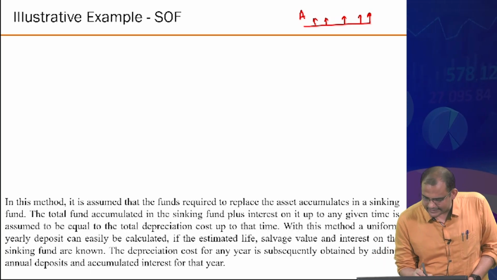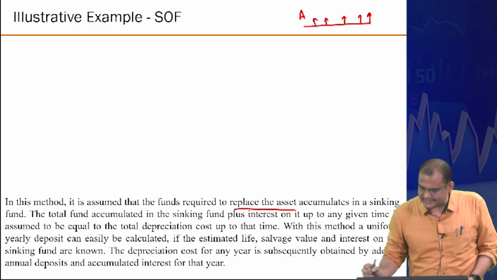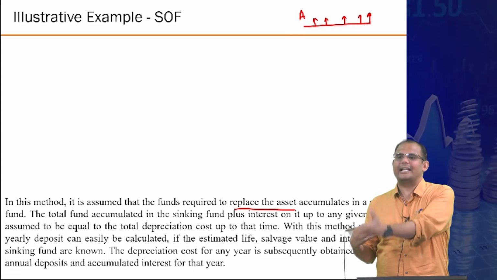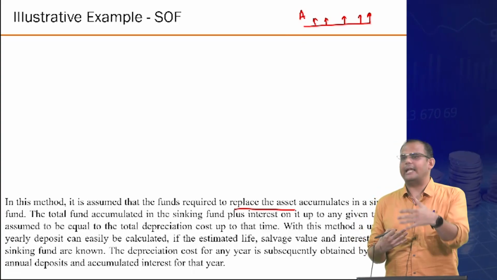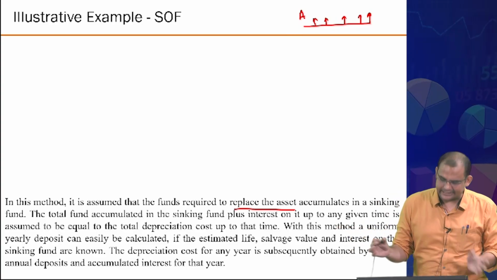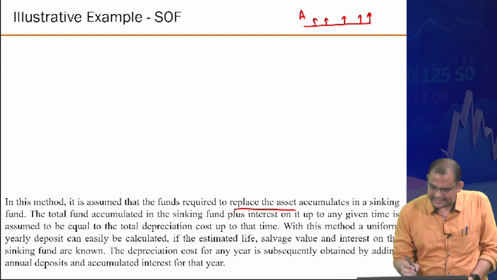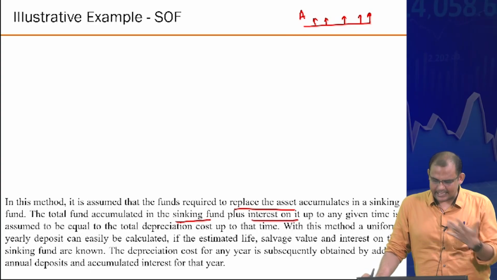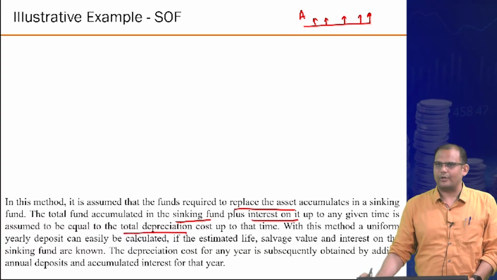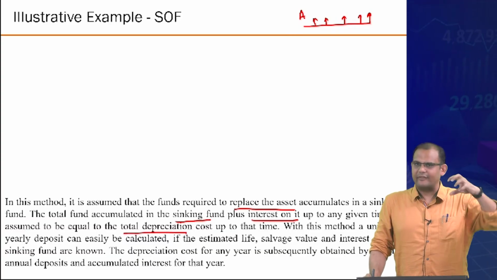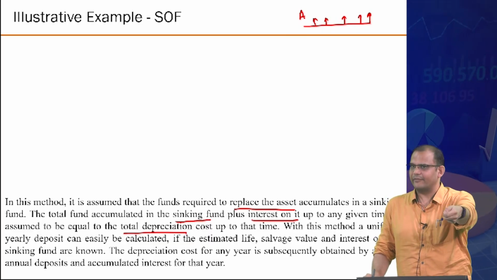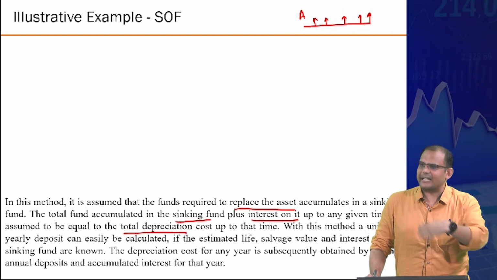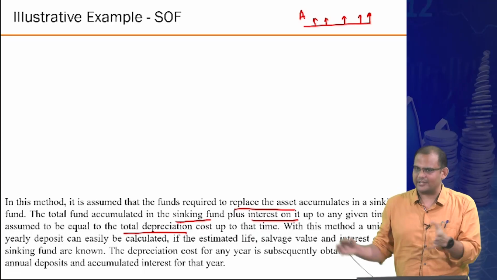In this method, it is assumed that the funds required to replace the asset accumulate in a sinking fund. It's the name of a fund where you are getting I% interest and you are giving A amount every year, right? It's called a sinking fund. The total fund accumulated in the sinking fund plus interest on it up to any given time is assumed to be equal to the total depreciation cost of that time. So because you have given that A money to a sinking fund, it is accumulating some interest. So your calculation of A is considering that I also. That's how you determine the A, because that's the formula we have used.